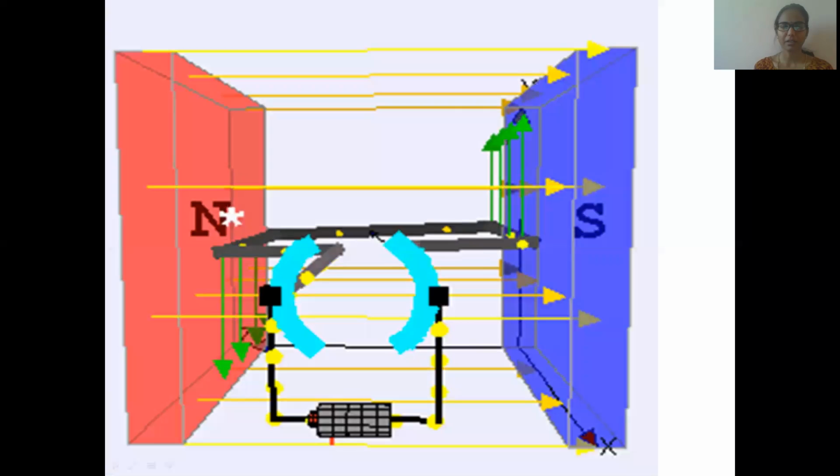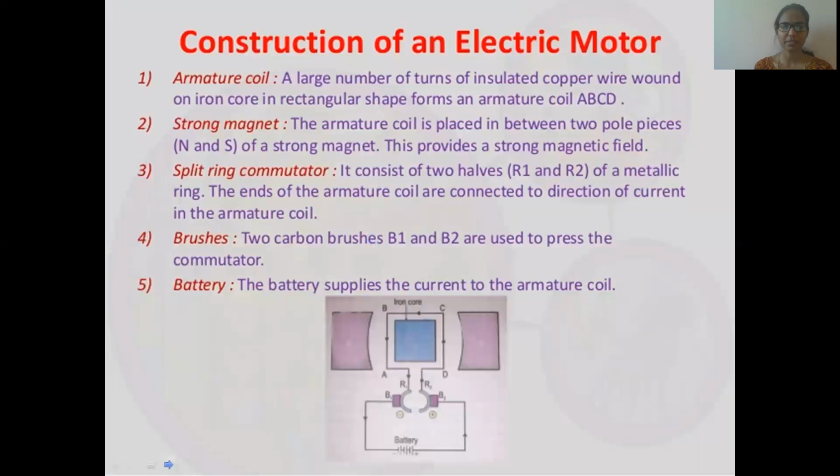We take a north pole and a south pole. Yes, just a second, children. Here we have the north pole and here is the south pole. That means we take strong magnets, and the armature coil. The armature coil is this coil. We take an armature coil of a rectangular shape with a large number of turns.